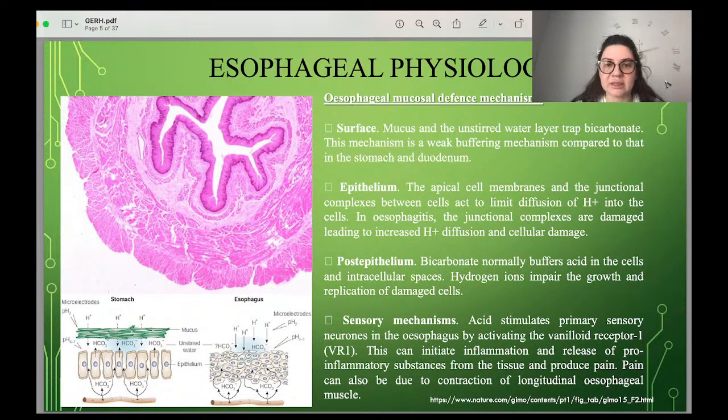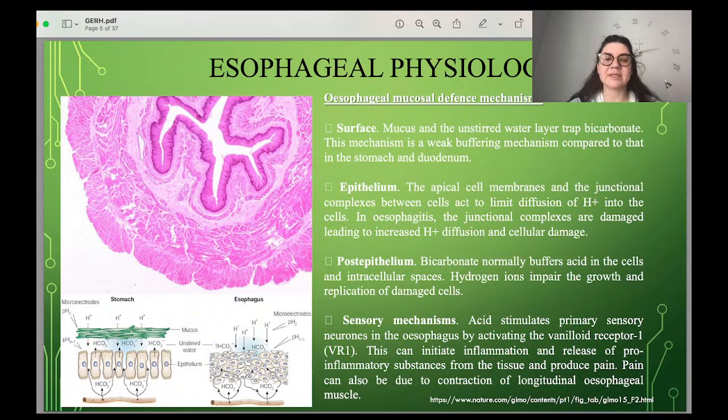Next mechanism is the post-epithelium. It has a defensive function too. Bicarbonate here normally buffers acid in the cells and intracellular spaces. Hydrogen ions impair the growth and replication of damaged cells.